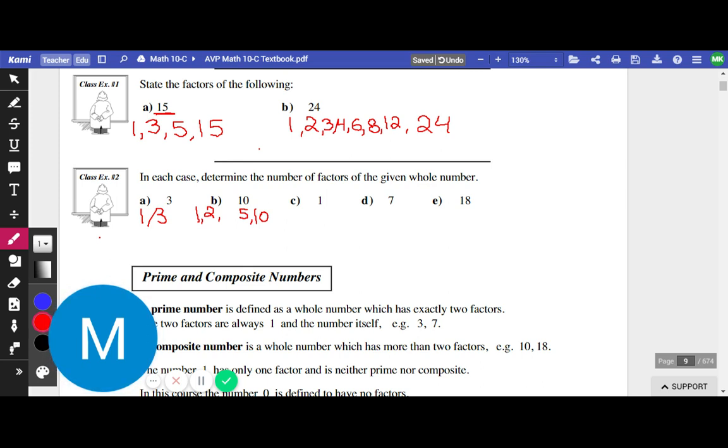Move on to my next number. The number 1 has one factor. 1. Nice and simple, hey? The number 7 has two factors. 1 and 7.